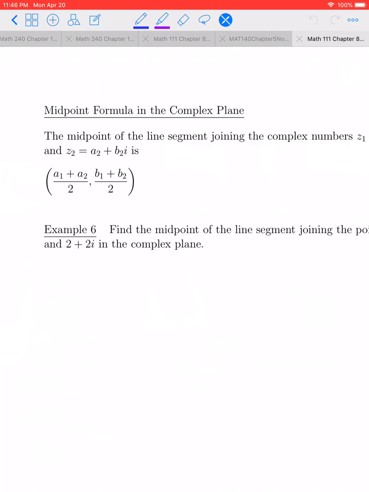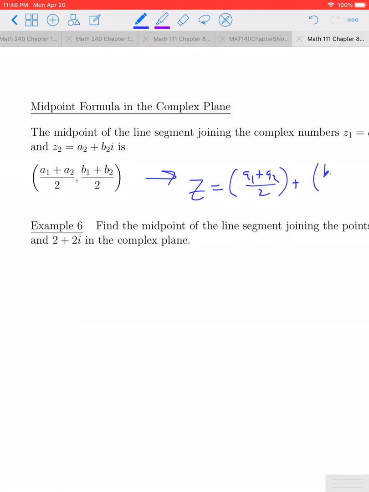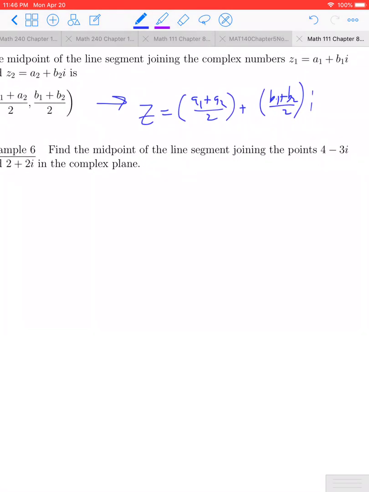And if we're thinking of how this midpoint fits into the complex plane, well, this would be some other complex number, and its real part is that a1 plus a2 over 2, and its imaginary part would be the b1 plus b2 divided by 2i, and that's the location of that point. So it's the average of the real parts, comma, the average of the imaginary parts.